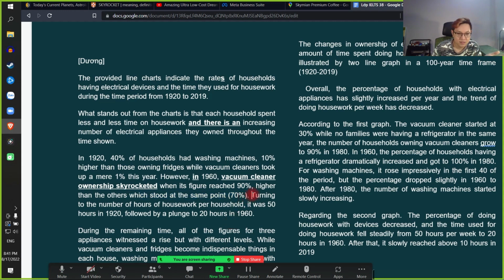At 70%, okay. Turning to the number of hours of housework per household, it was 50 hours in 1920, followed by a plunge to 20 hours in... Okay, có một cái quá trình tăng giảm. Good. You showed like a trend. Okay, good.